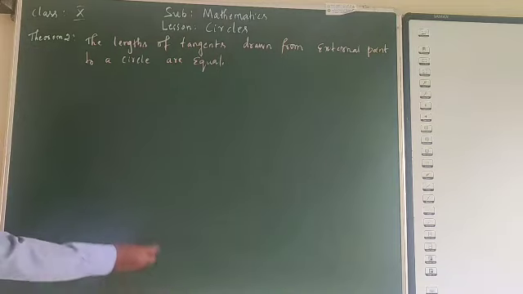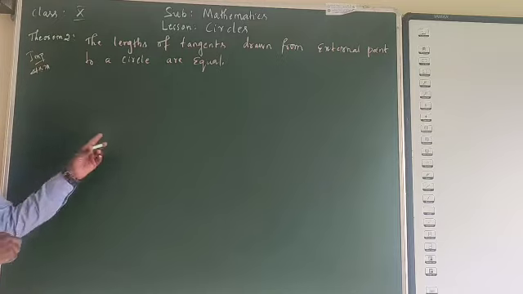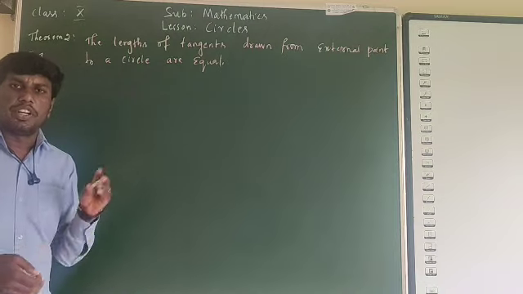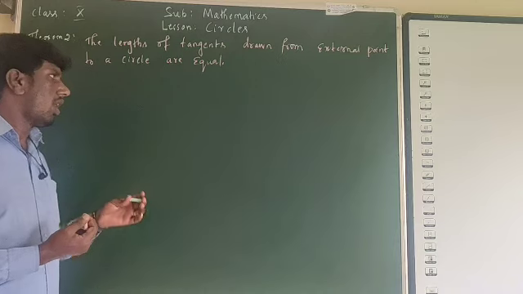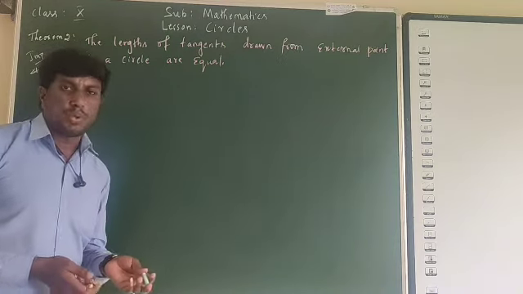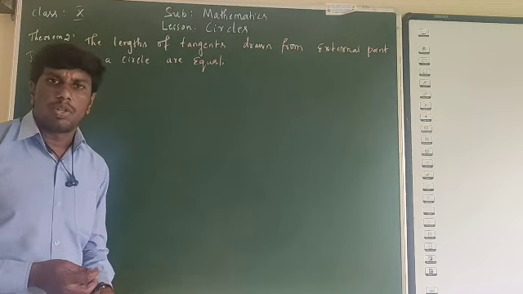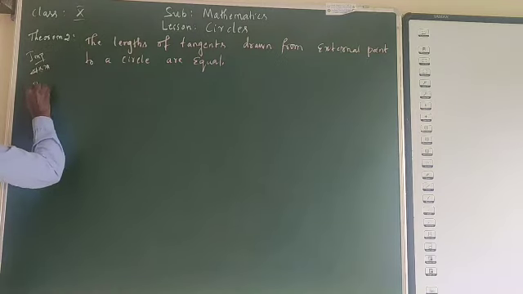So this is theorem 2. It is also a very important theorem. Usually they will ask a 3 marks question on either this theorem or theorem 1, that is, the tangent and radius to the point of contact are perpendicular to each other. So either that theorem or this one, the lengths of tangents drawn from an external point to a circle are equal. They may ask this theorem also, for 3 marks. So we will prove this theorem.